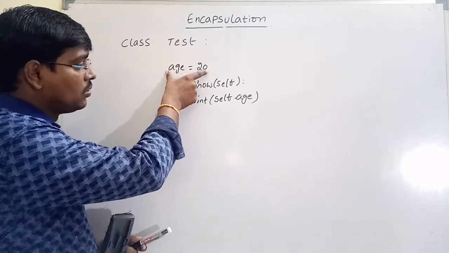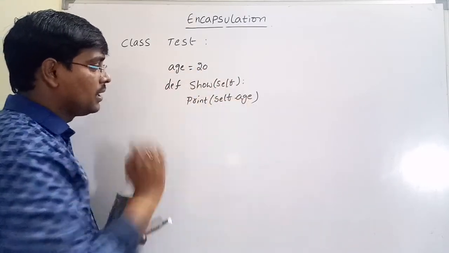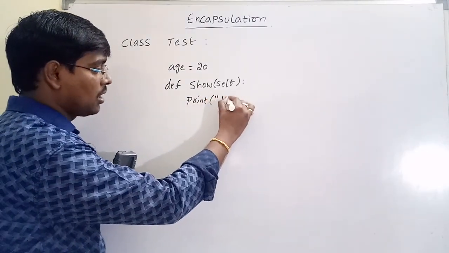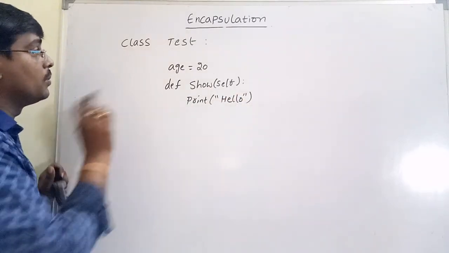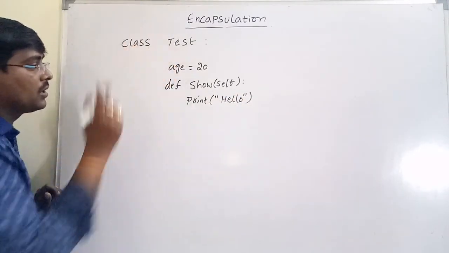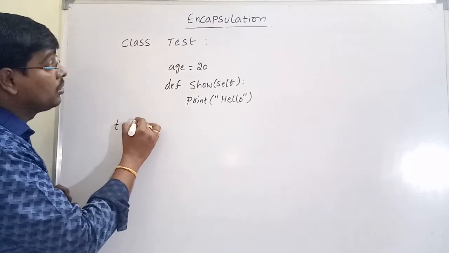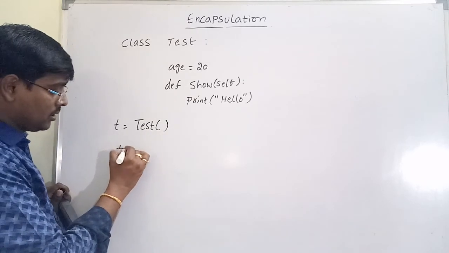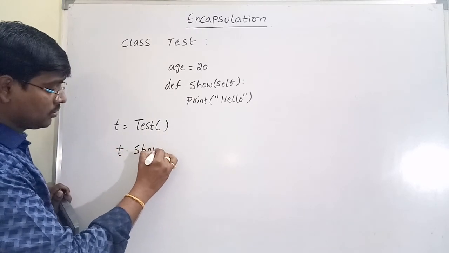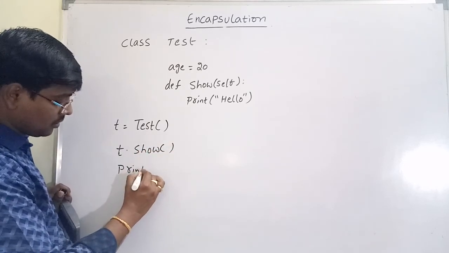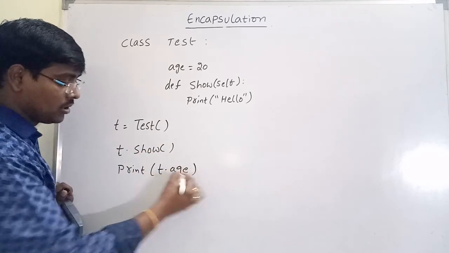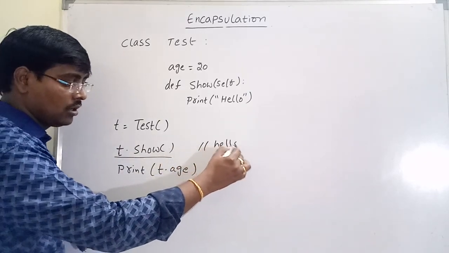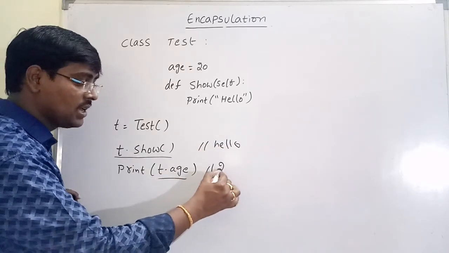The variable is age equal to 20. In the show method, suppose I first print a normal message, hello. Now create an object for this class Test: t is equal to Test of, then t dot show, then print t dot age. So what is the answer? Whenever we call t dot show, the output is hello. Whenever we print t dot age, the age is 20.